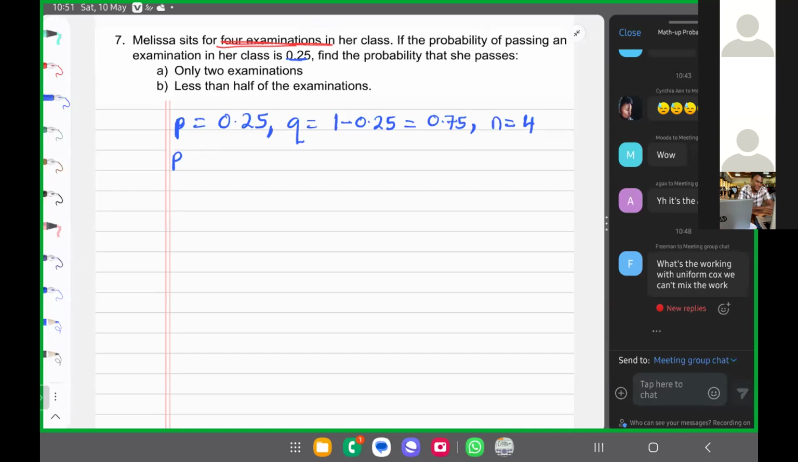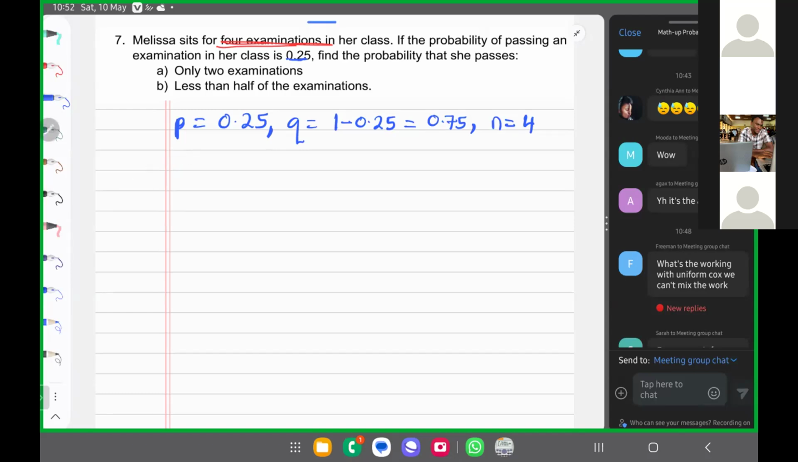These are standard conventions. So P is the success, which in this case is passing. It's 0.25. Then Q is the probability of having a failure, the probability of her failing an exam, which is got by subtracting 0.25 from the total probability, that is 1, to get 0.75. Then N is the number of times the event has been carried out. In this case, she sat 4 examinations. So 4 is our N.